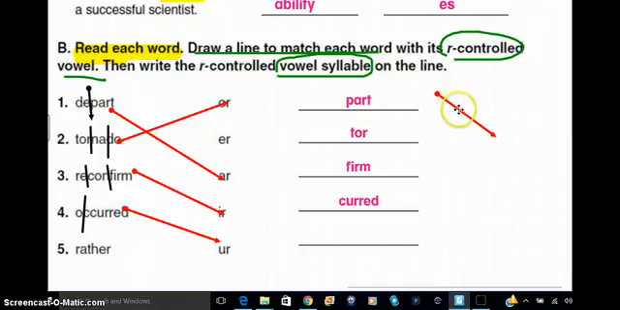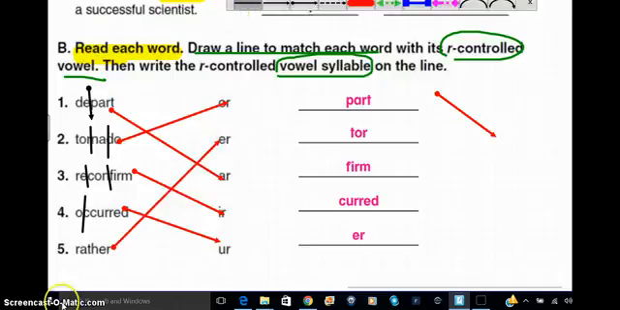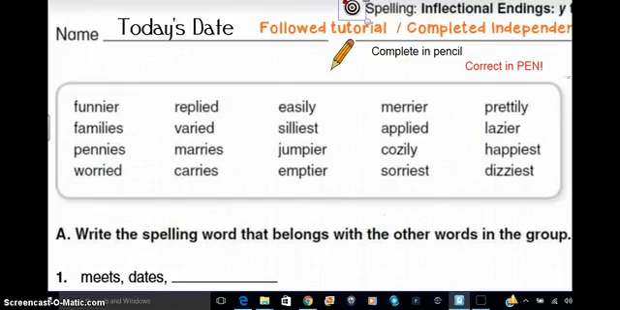And of course, now we have rather, which is at the bottom. So we have ER, and the vowel syllable is ER. So let's take a look at that. Syllabify it. Rather. Rather. Okay? All right. Good job. Let's continue with the next lesson.